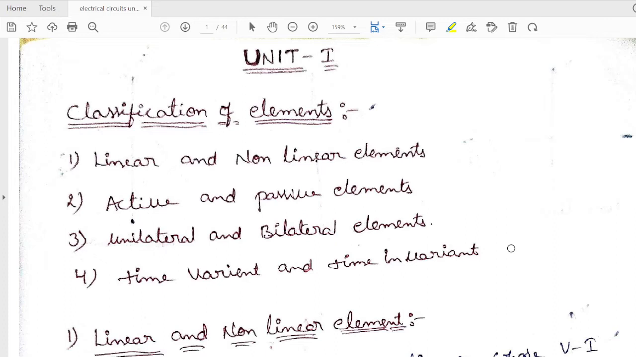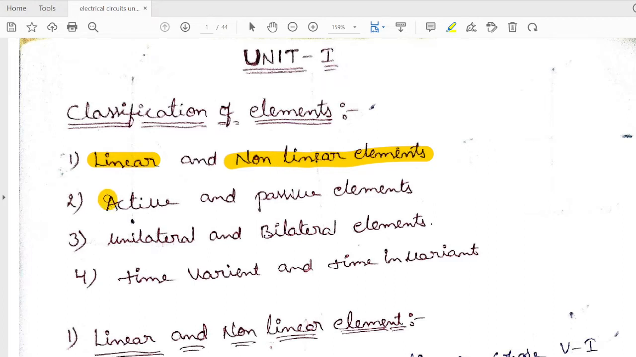In this class, we try to understand classification of elements. Elements are classified into different types based on their VI characteristics. Now we'll see how we can classify elements into different types. The first classification is linear and non-linear elements. So elements can be classified into linear and non-linear. That is the first classification.